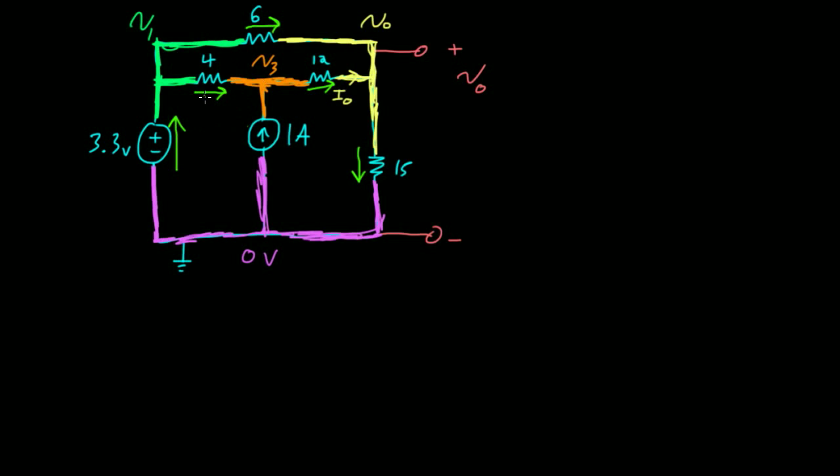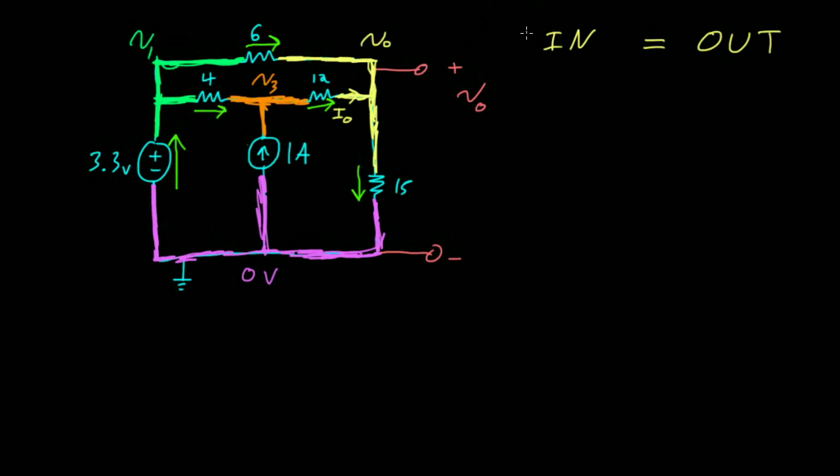So anyway, I've assumed current directions for everything, and now what I'm going to do is start writing my what-goes-in-equals-what-comes-out equations for each node. Now when I say what goes in equals what comes out, I am talking about the current. The current into every node in the circuit, the current that goes into each node, has got to equal the current that flows out of that node.